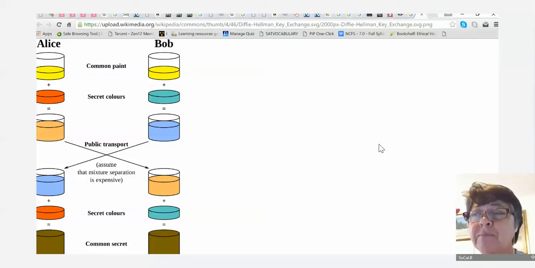Then once Alice receives Bob's mixture and Bob receives Alice's mixture, they once again mix this with their secret colors. And they both get the common secret, which is the drab green. So tell me, why did this happen? What is the mechanism for the same color to be shared between Alice and Bob?